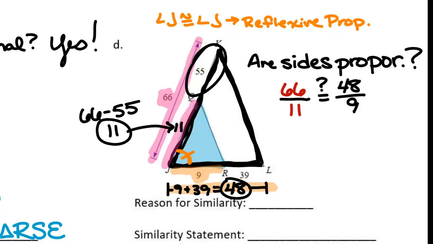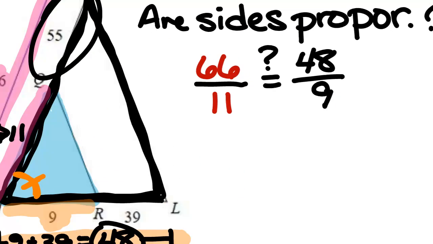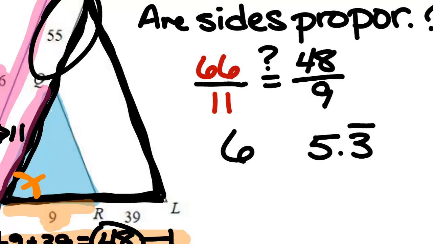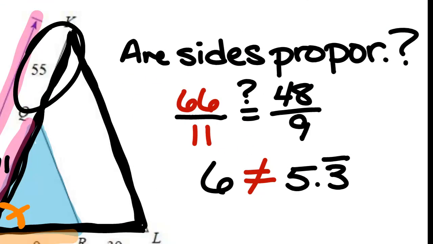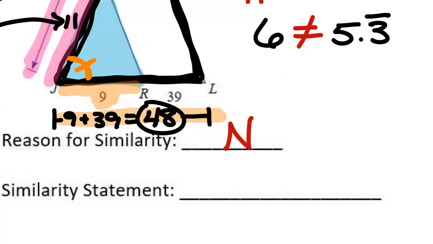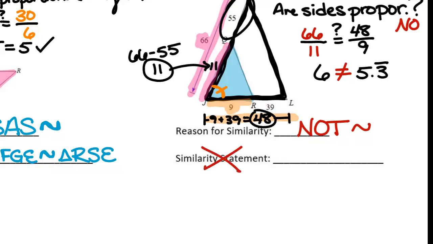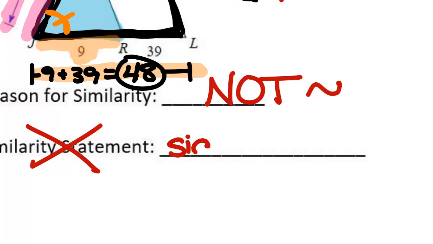What is 66 divided by 11? 6. And 48 divided by 9? 5.3. Repeating or not repeating? It's repeating. Okay. Are those the same? So are these sides proportional? So are the triangles similar? No. Not similar. We can't write a similarity statement because the sides are not proportional.